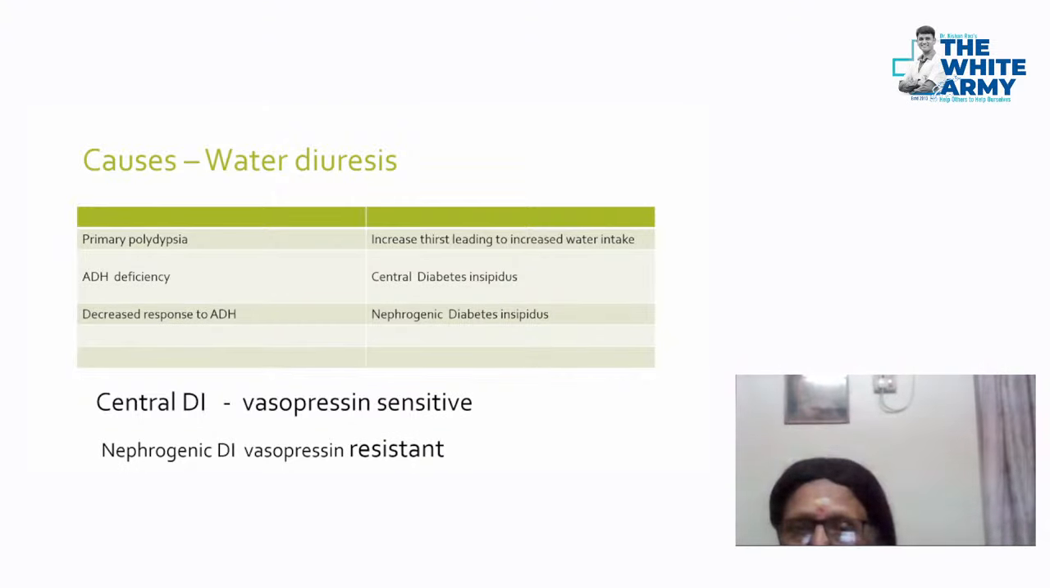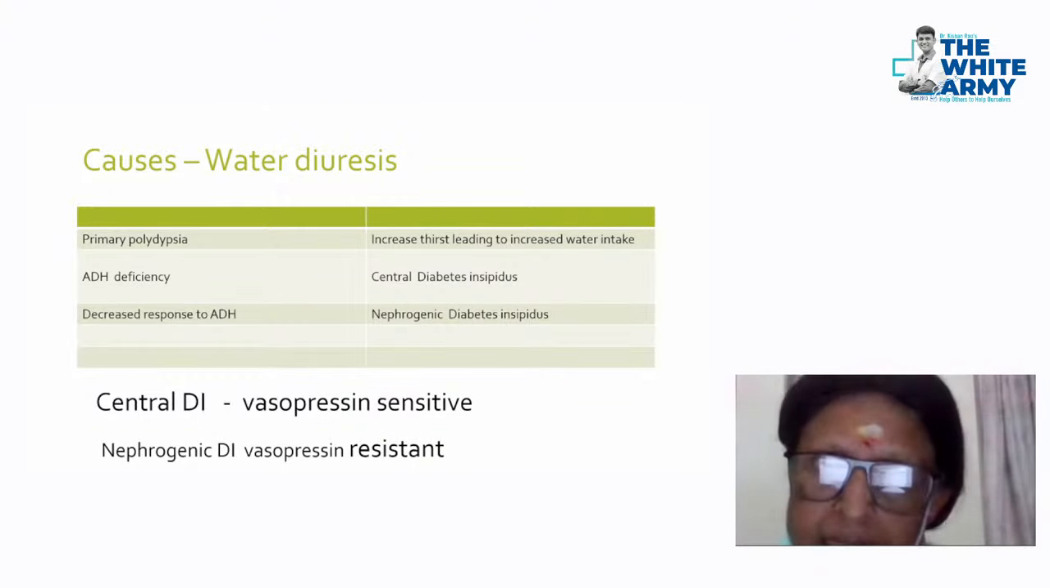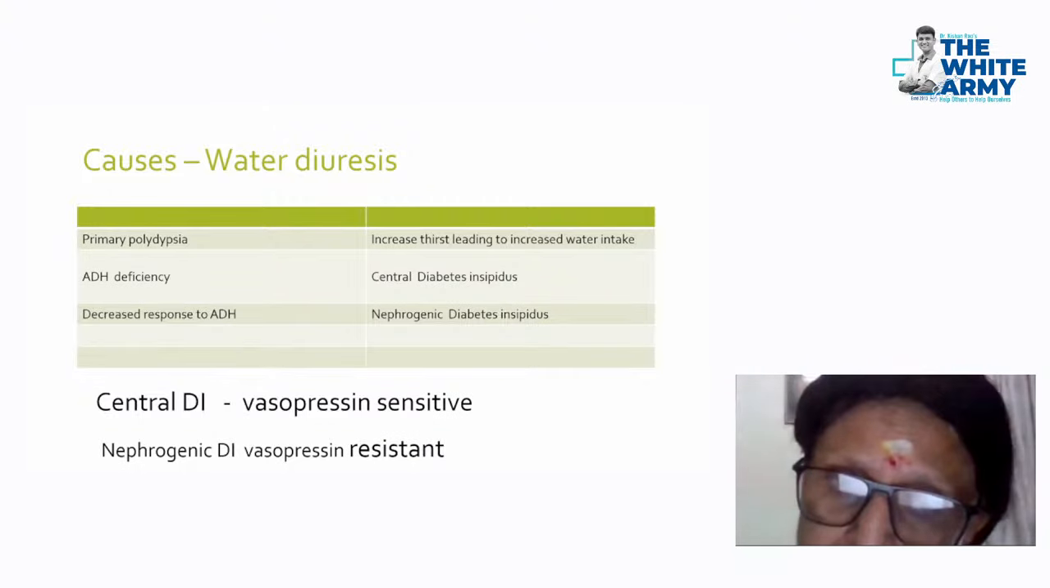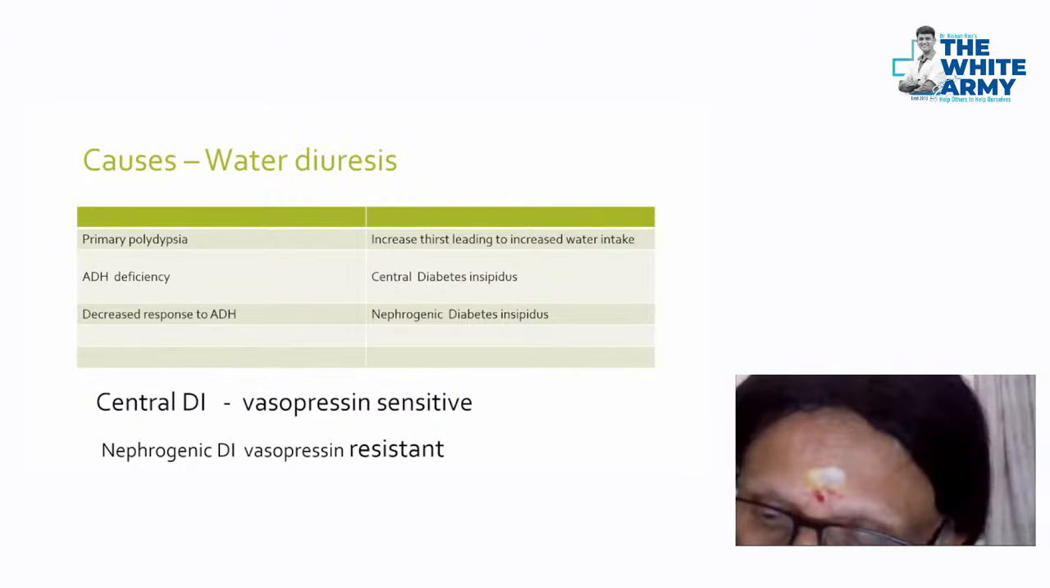So water diuresis or aquaresis has 3 important causes. One, it could be increased water intake, as in primary polydipsia, or it could be decreased secretion of ADH from the hypothalamus, which is now called vasopressin sensitive diabetes insipidus, or the tubules are insensitive to the action of ADH, which makes it a vasopressin resistant diabetes insipidus. So we now have drugs called aquaretics, tolvaptan, conivaptan, etc., which are usually given for hyponatremia.